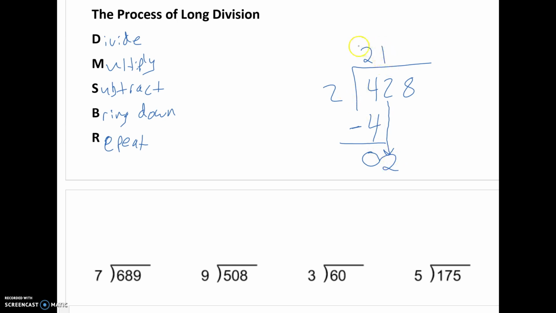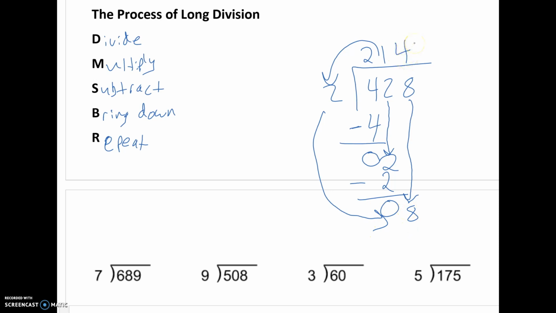Then you multiply. 1 times 2 is 2. Then we subtract. 2 minus 2 is 0. Then our B, we bring down the 8, the last number. Bring down the 8. And then we repeat it one more time because this is our last number. 2 goes into 8. How many times? 4 times. Okay, let's get rid of some of these arrows here, kind of messy.